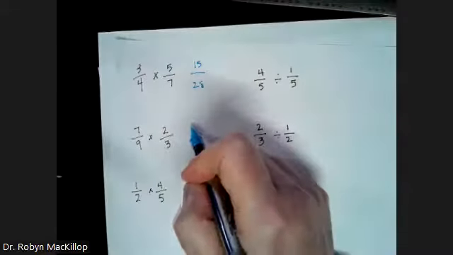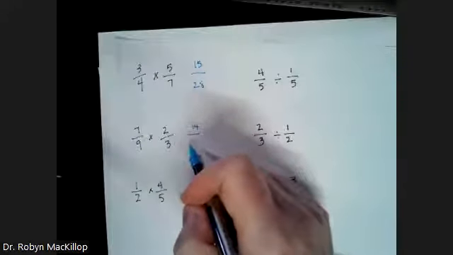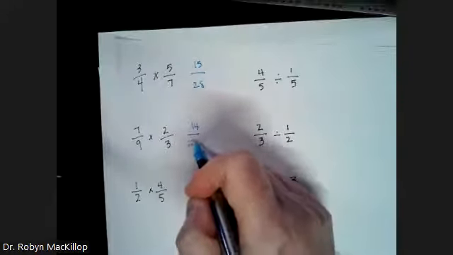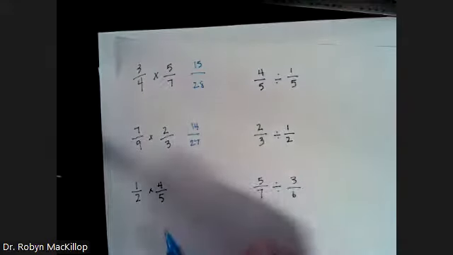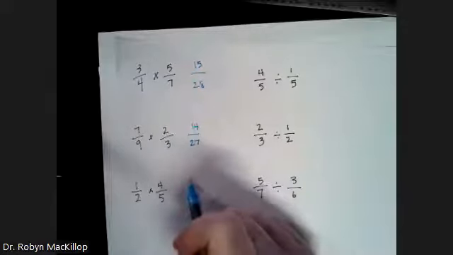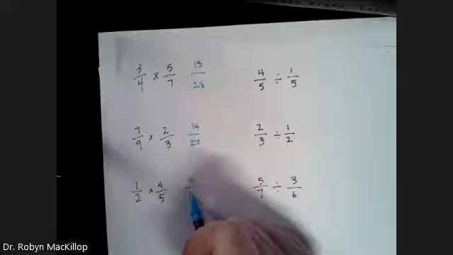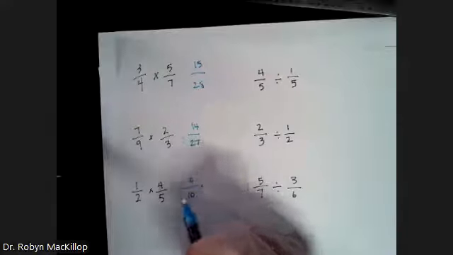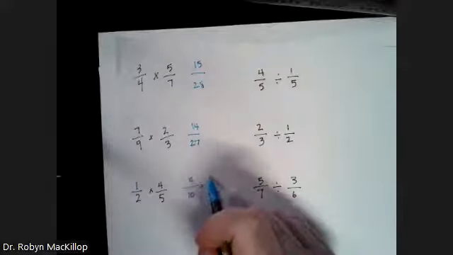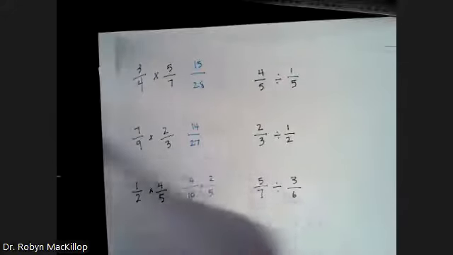Let's come down to this one. 7 times 2 is 14. 9 times 3 is 27. Another one that you cannot reduce. 1 times 4 is 4. 2 times 5 is 10. This one we can reduce, and so we'll need to do that. And just cut them both in half because they're even. And we get 2/5. Now, not bad, right?